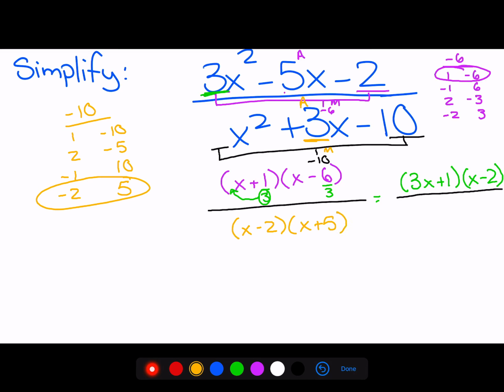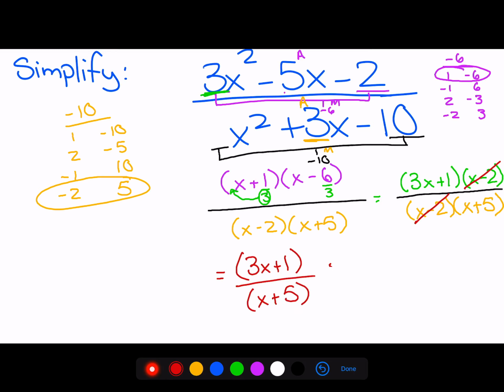Now, looking at this, the difference is I do not need to divide by 1 here, because that won't change anything. So this is good to go. On top, I need to divide by 3 because my a value is not 1. So I now have x minus 2, I'm just going to move this over, times x plus 5. Can anything cancel on both the top and bottom? Yes. I have x minus 2 on both top and bottom. They cancel each other. My answer is left as 3x plus 1 over x plus 5.